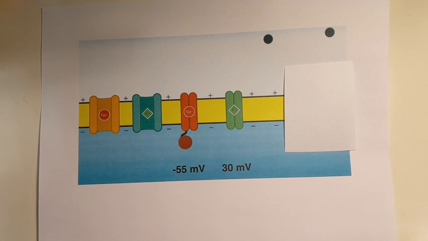So what happens is, for example, we look at the sodium voltage gated channel right here. It has a polypeptide right here as a tail.